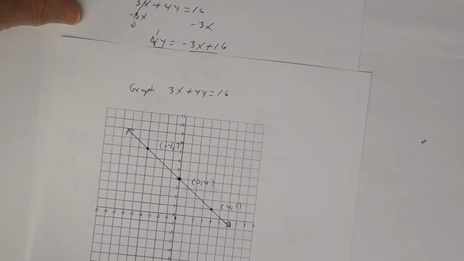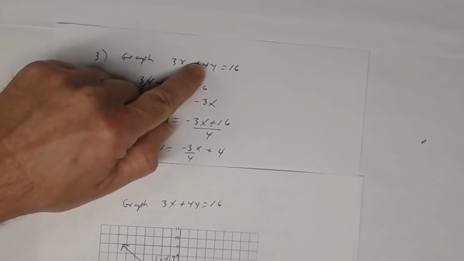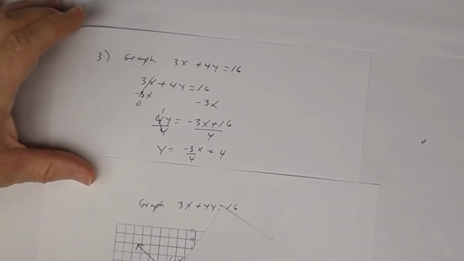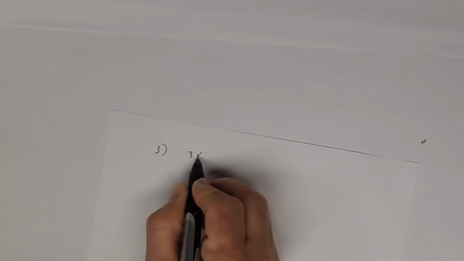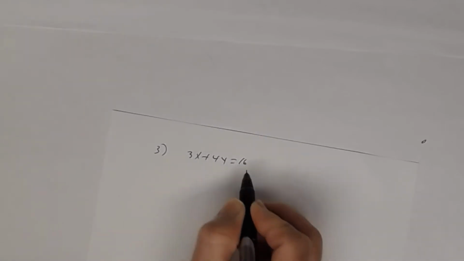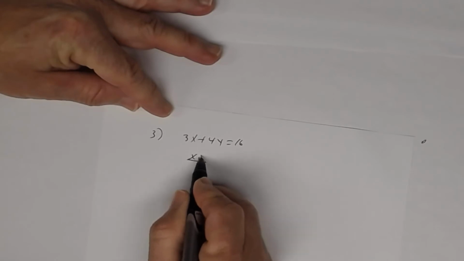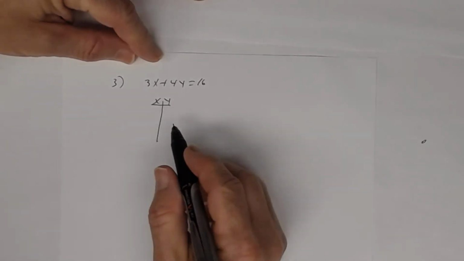Now, I just want to show you something. Remember, in one of the examples we said if you don't get y by itself and you're not careful, you could end up with quite a few fractions. So let me show you that. Let me rewrite number 3. We have 3x plus 4y equals 16. If you just go directly and use a t-table without getting y by itself, without solving for y, here's what could happen.